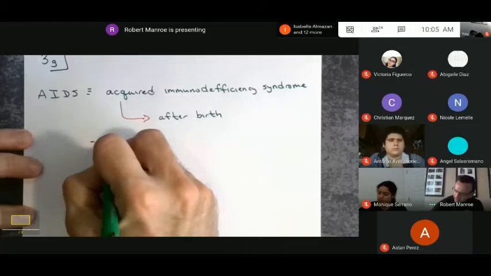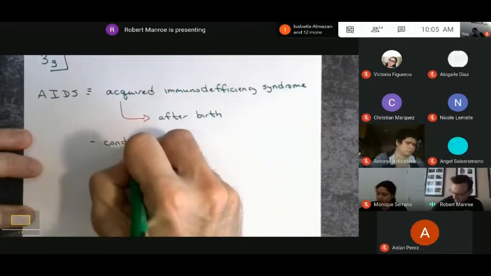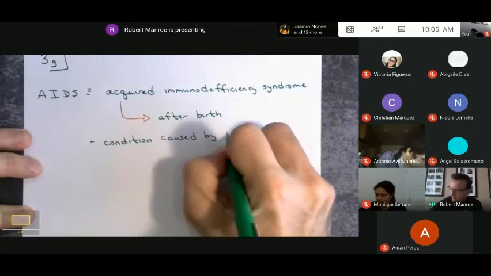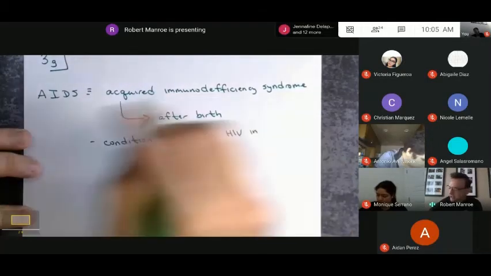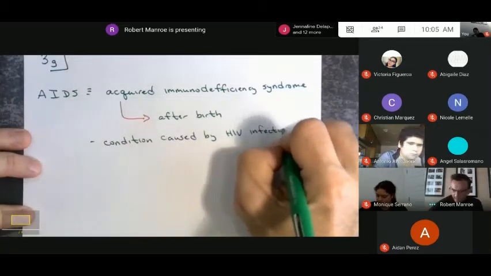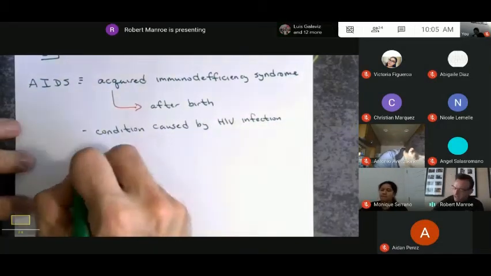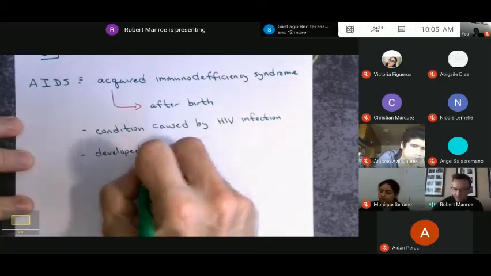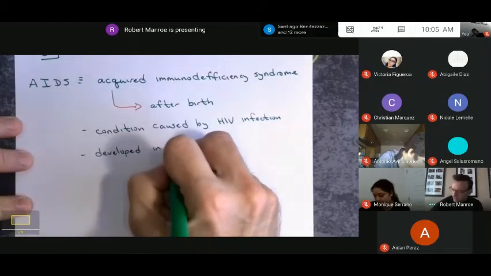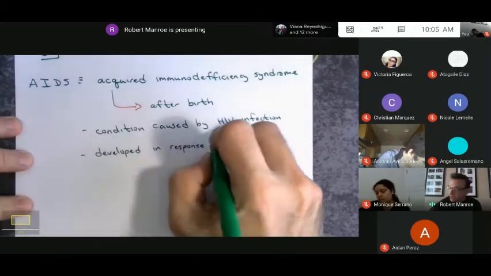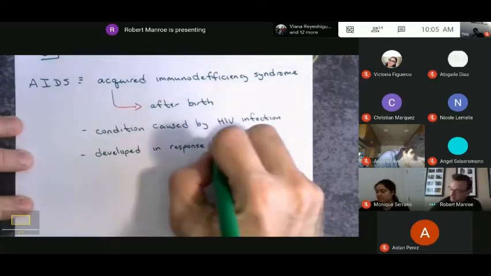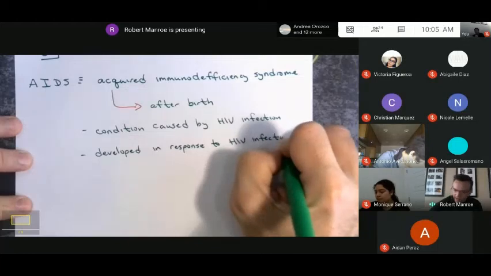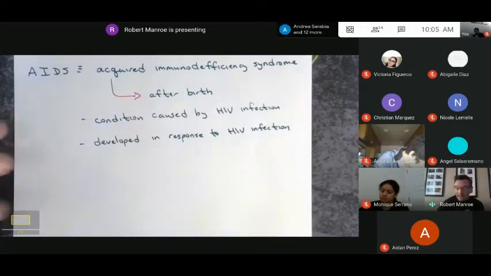So this is a condition. It is not an infection. It is not contagious. AIDS is caused by HIV infection. Okay. So AIDS is a development. AIDS is developed in response or as a result of your HIV infection. It's a stage of your infection, okay?